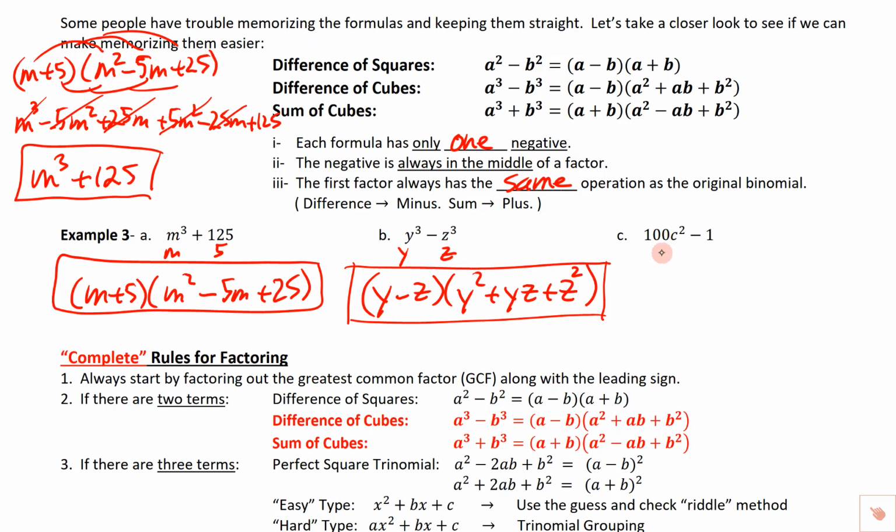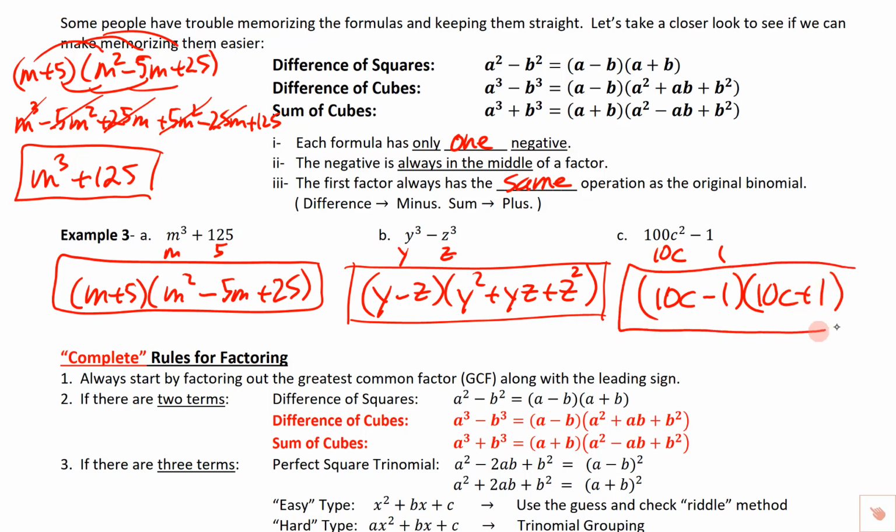So let's take a look at this. This is not a perfect cube. This is a perfect square. So this is going to be a perfect square of 10c. Perfect square of 1. So again, according to the pattern, we take the 2 of them and we use the same sign. So this is going to be 10c minus 1. And then the other one is just going to have pluses in it. So this is a 10c plus 1. And whoops, let me make that look right. And there's the answer on that one.